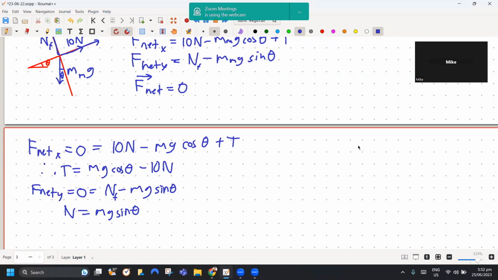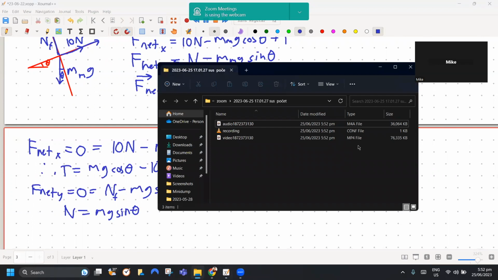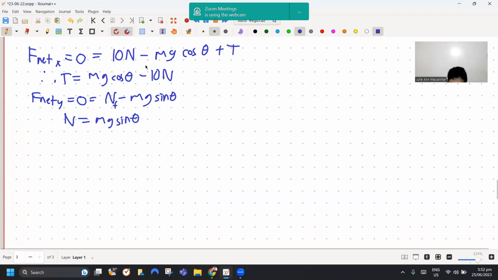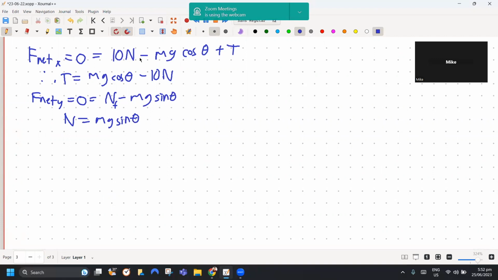So, may change ba? So, compared sa original situation, pag may applied force, anong mangyayari? Mababawasan po siya dito. mg cos theta, mababawasan yung tension. Okay, so ngayon, yung next na situation ay, what if iwan mo lang na F applied? So, iwan mo sa variable yung F applied. Ano yung magiging expression for the tension?